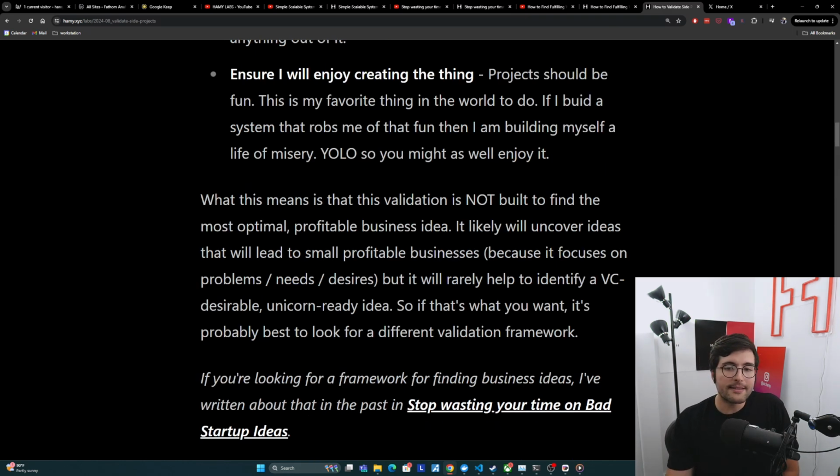And so what this means is that this validation is not built to find the most optimal, profitable business idea. It likely will uncover ideas that will lead to small, profitable businesses because it does focus on problems, needs, and desires, but it will rarely help to identify a VC desirable unicorn-ready idea. So if that's what you want, it's probably best to look for a different validation framework. And if you are looking for a framework for finding business ideas, I've written about this in the past, in Stop Wasting Your Time on Bad Startup Ideas, so you can go look at that there.